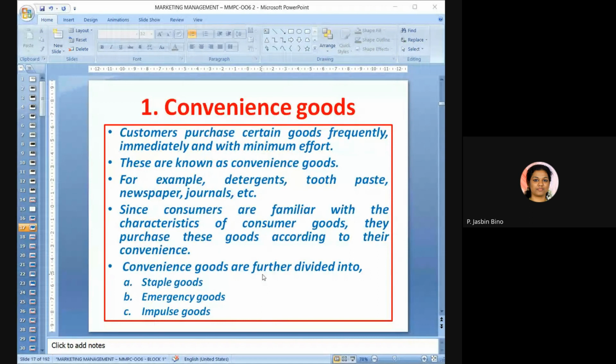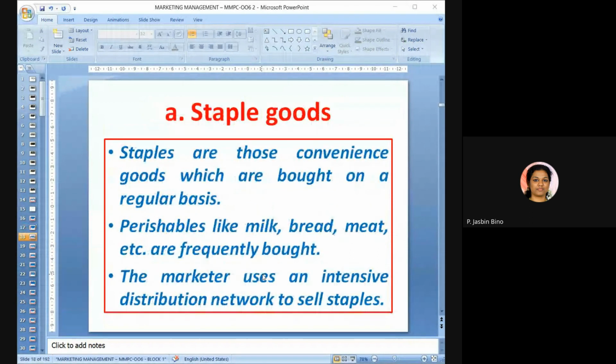Stable goods are bought normally on a regular basis, like perishable goods, like daily-use milk, bread, meat, egg, etc. The marketers will be using an intensive distribution network to sell the stable goods.